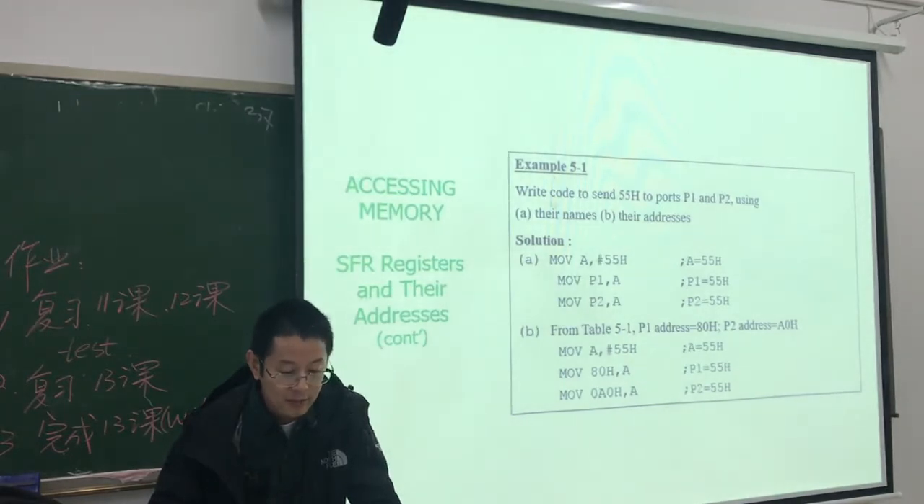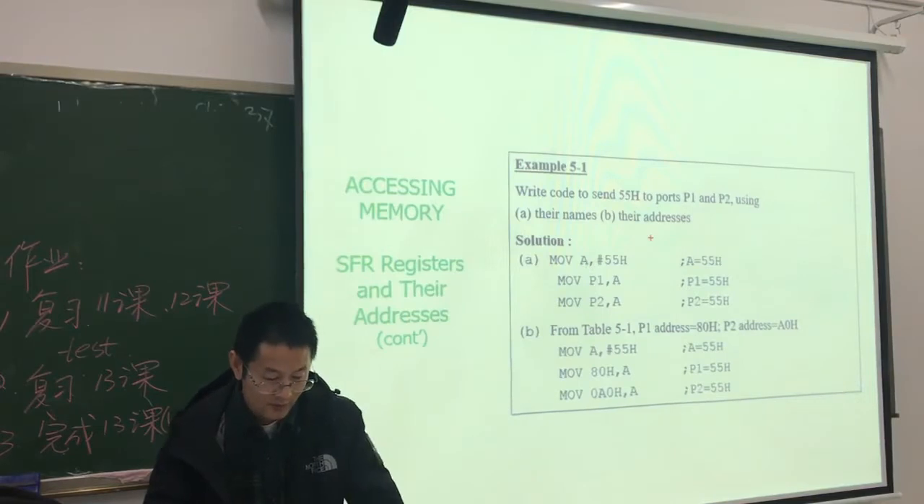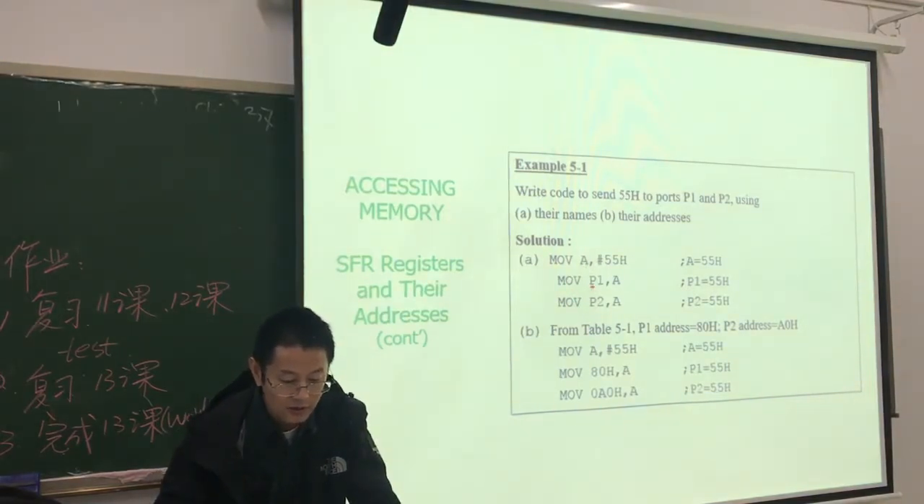Here is the example. Write code to send FFH to port 1 and port 2 using their names or their addresses. Use the names P1, P2. Or use the addresses 90H, A0H. This program and this program are the same.